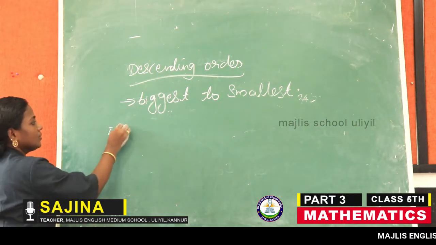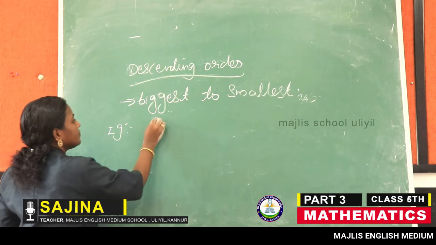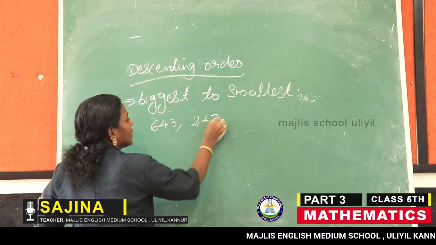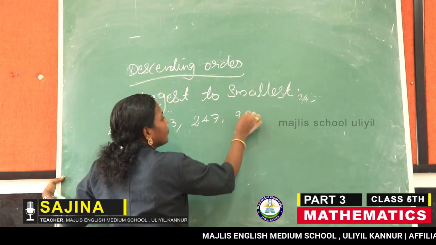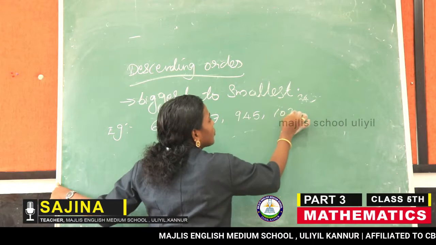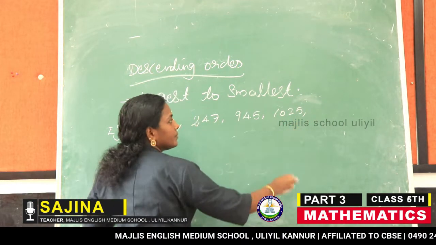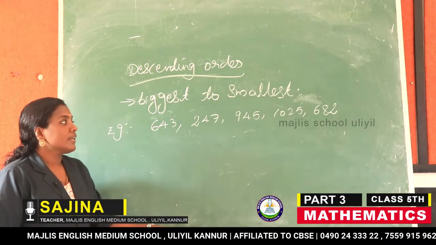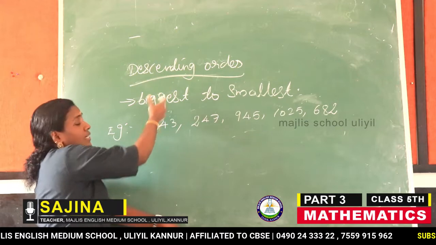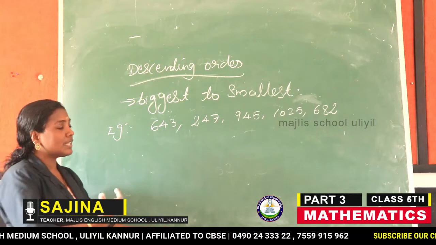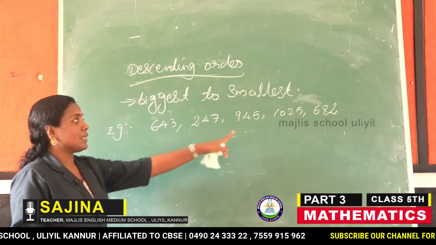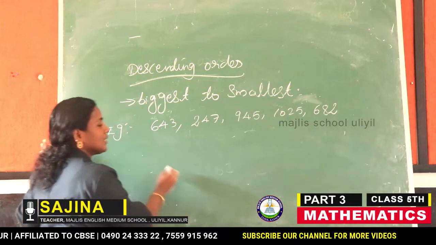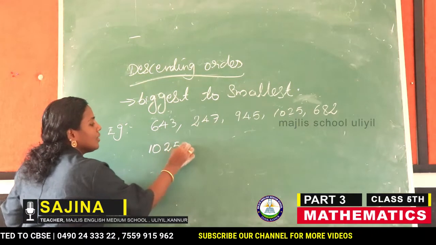For example, I will give you some numbers: 643, 247, 945, 1025, 682. Okay, here which is the bigger? How to arrange this in descending order? Descending order means biggest to smallest. Here which is the biggest number? Yes, 1025 is the biggest number. Therefore, first we write 1025.